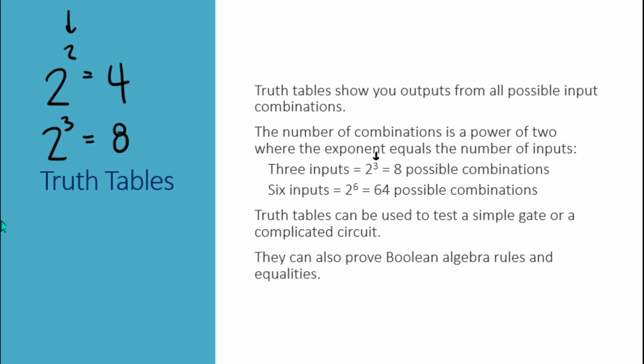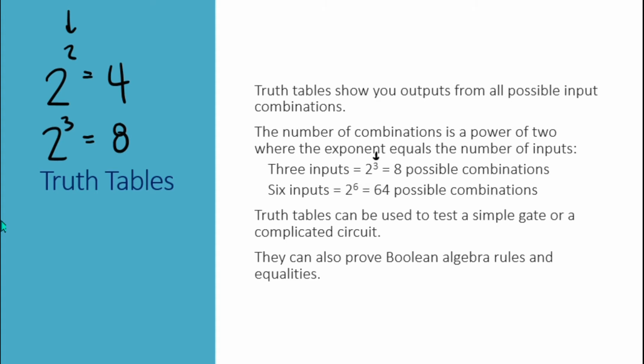We could use these truth tables to just test what's going to happen when we put inputs through gates or a circuit. And we can also use them to prove that Boolean algebra simplifications are equivalent, which is kind of the end goal of this unit. We're going to start by building a simple truth table from scratch.